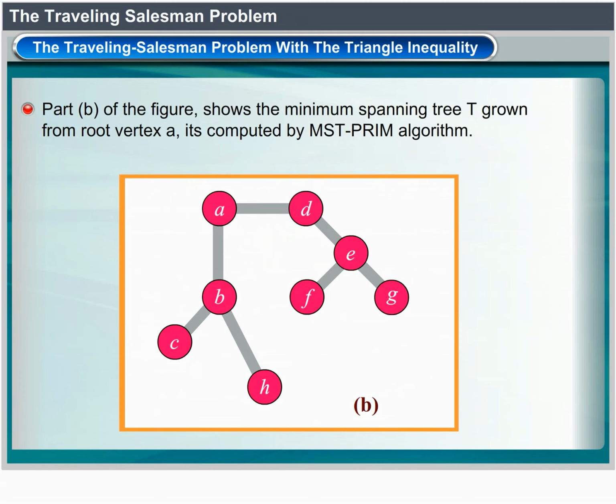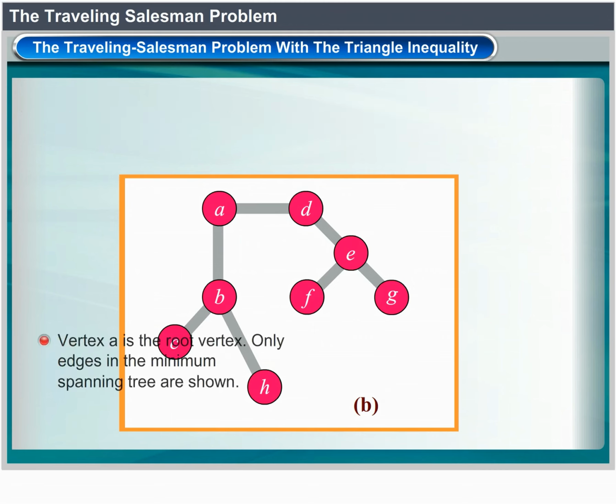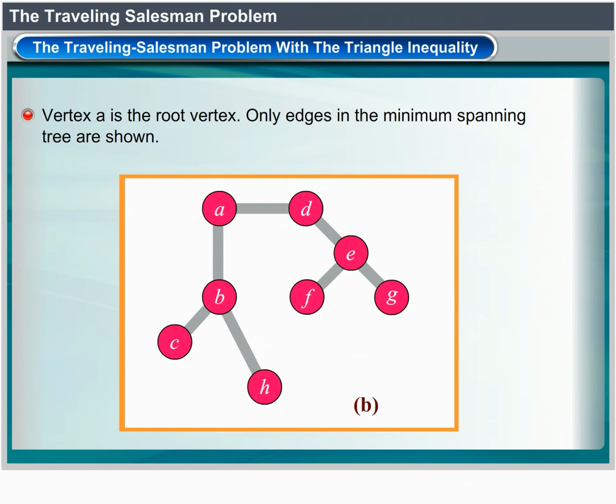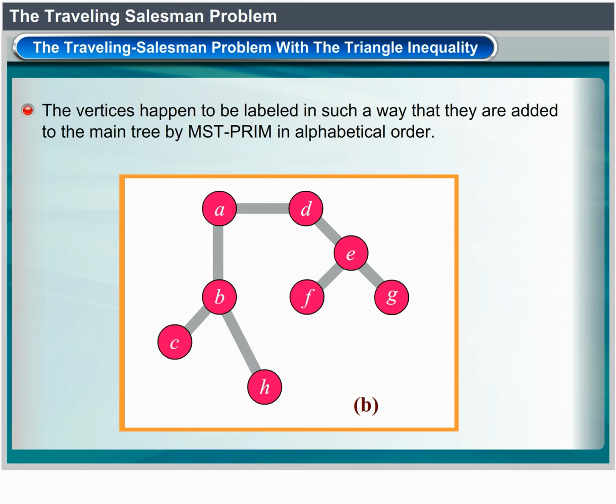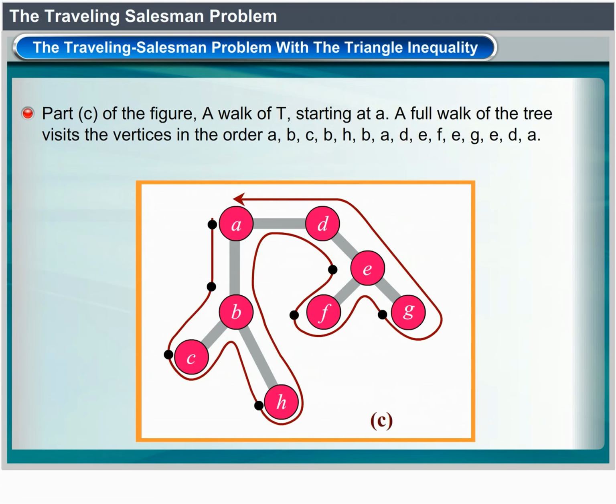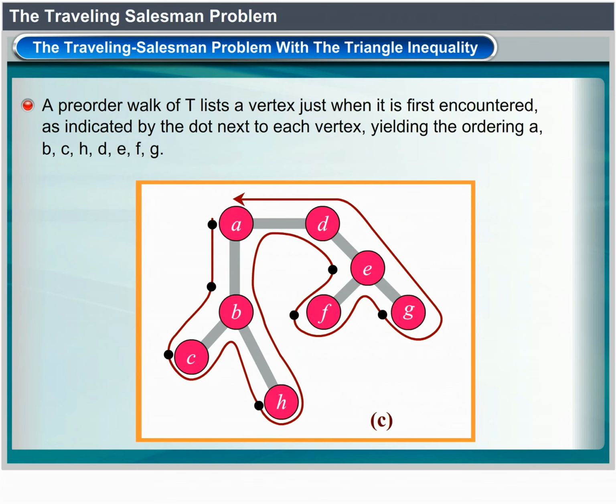Vertex A is the root vertex. Only edges in the minimum spanning tree are shown. The vertices happen to be labeled in such a way that they are added to the main tree by MST-PRIM in alphabetical order. Part C of the figure shows a walk of T starting at A. A full walk of the tree visits the vertices in the order as shown. A pre-order walk of T lists a vertex just when it is first encountered, as indicated by the dot next to each vertex, yielding the ordering as follows.